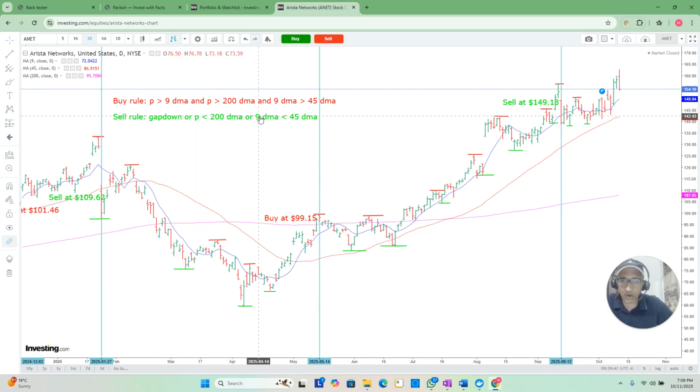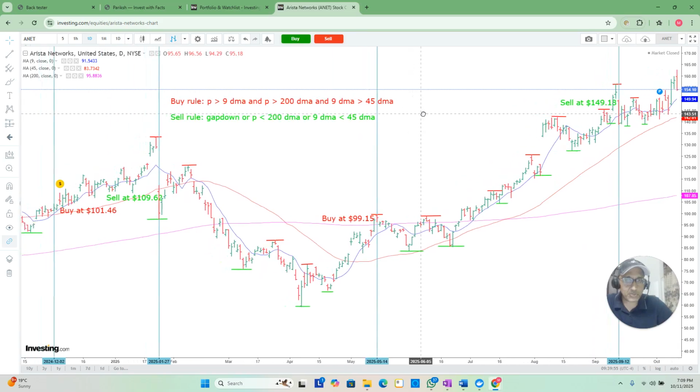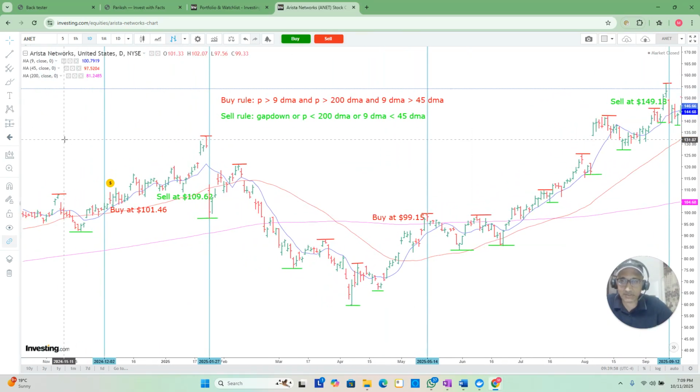So now let me show you two buy-sell transactions. The first one happened on 2nd December 2024. I had a buy signal on that day. The price was above this blue line, which is the 9 DMA. It's also above the pink line, which is the 200 DMA. And this blue line, the 9 DMA, also crosses over this 45 DMA. So that's a buy signal. So I buy at 101.46.